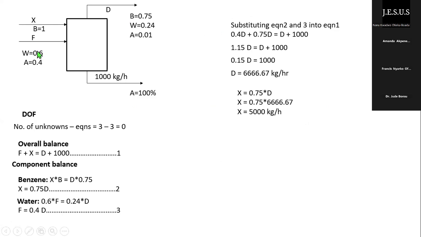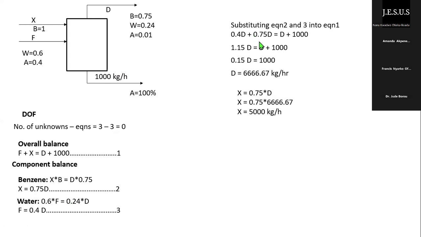So 0.6 times F, right, should be equal to 0.24 times D. Yeah, so if we do that, we can simplify it and get this equation down here, equation 3. So 0.6 times F is equal to 0.24 times D. Then I can divide through by 0.6 to get F is equal to 0.4D. I hope it makes sense now.